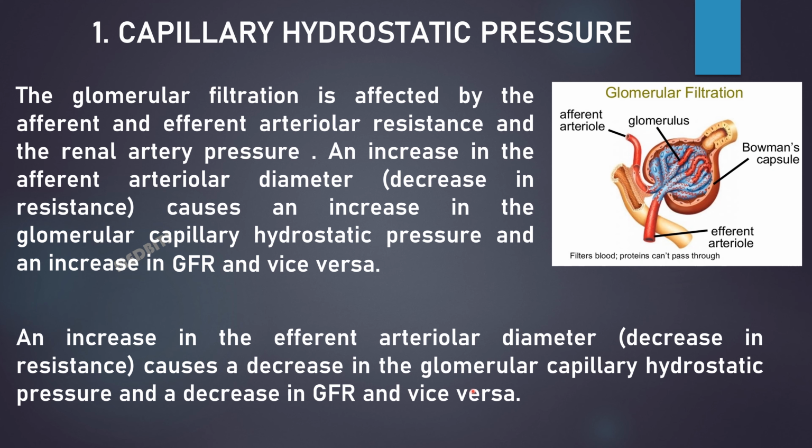And its opposite also can happen. That means in case the efferent arteriole diameter is reduced, what happens? The resistance of the arteriole increases, and at that time the glomerular capillary hydrostatic pressure can increase, and hence the GFR also can increase. Hope you got it clear.